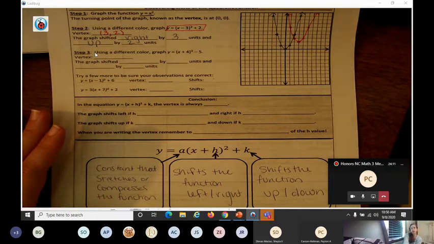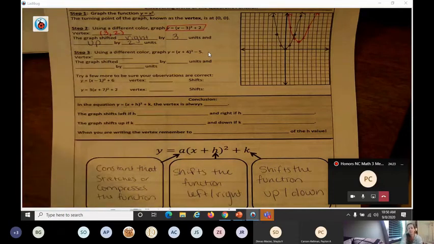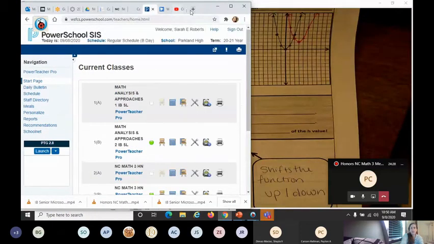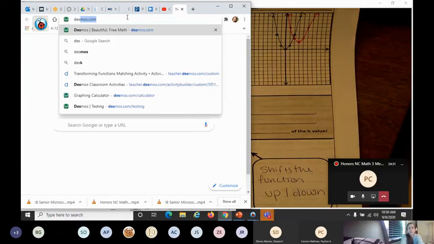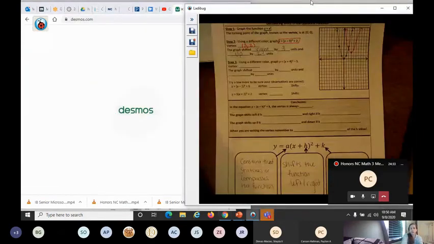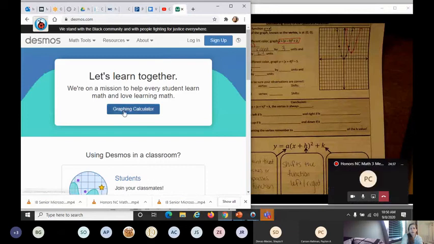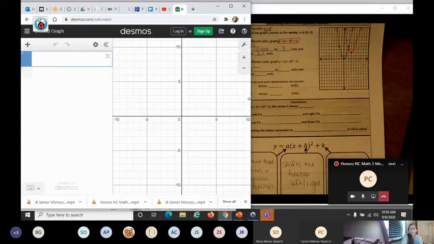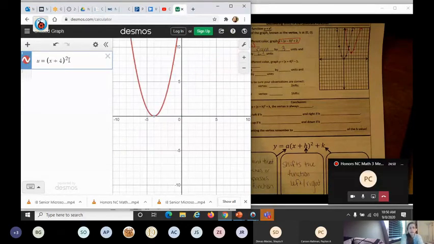So in step 3, it says using a different color, graph y equals the quantity x plus 4 squared minus 5. So we would have done this, you could have done this on Desmos, you could have done it on a graphing calculator if you had it. Let me pull up Desmos real quick so you guys can see it. Okay, and we're going to go ahead and just graph that function. So y equals x plus 4, quantity squared, and then minus 5.